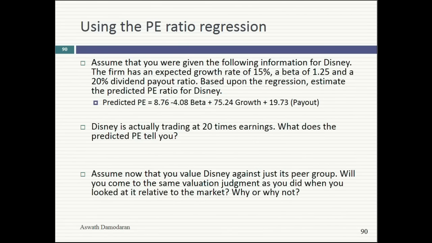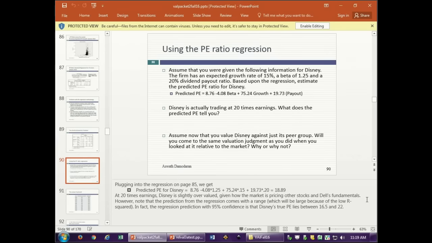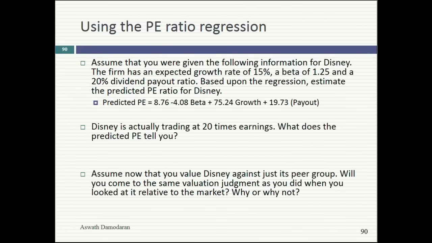I did the number crunching at the bottom, so let me just pull up what it would give me. I get 18.89 as my predicted P/E. So if I plug Disney's numbers into this market regression, I get a P/E of 18.89. It's actually trading at 20 times earnings. So if I trust my regression with absolute certitude, the stock looks overpriced or underpriced? Overpriced. The P/E ratio is too high.